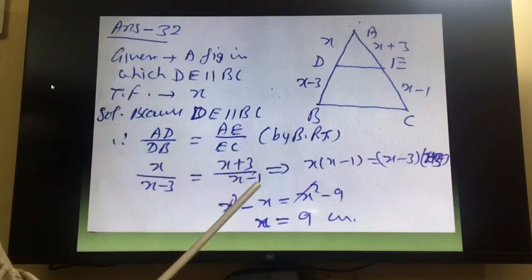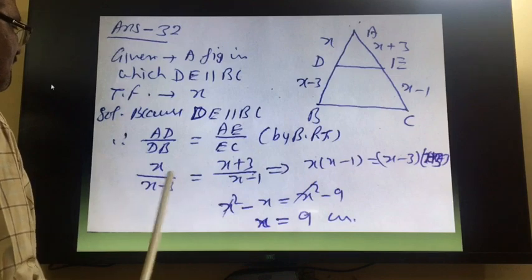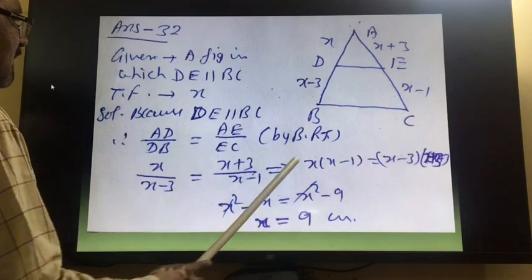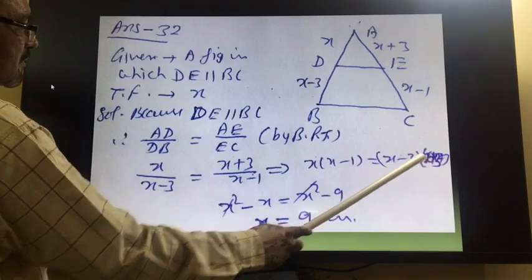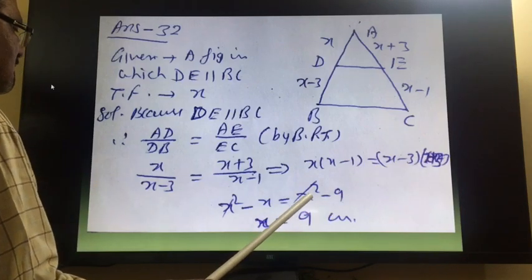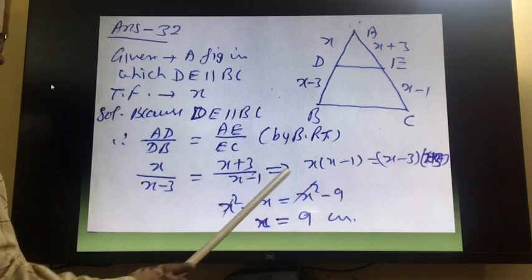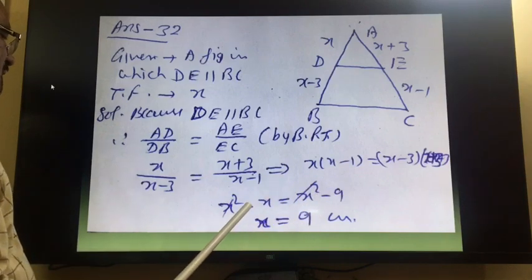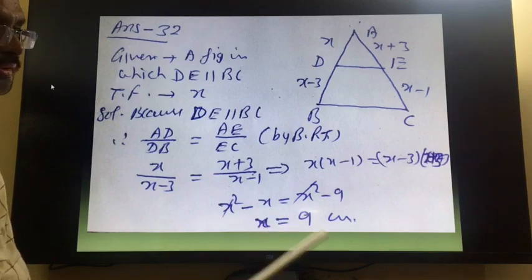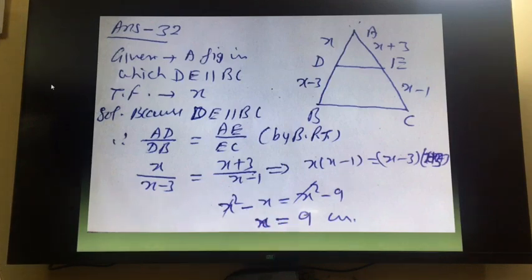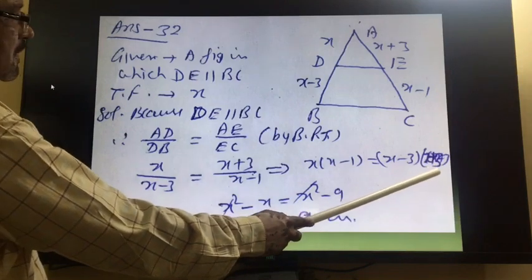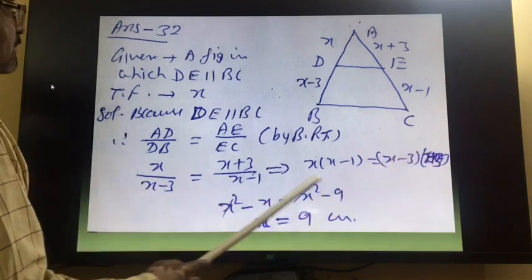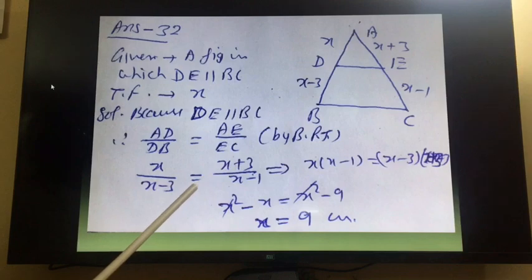So x into x minus 1 is equal to x minus 3 into x plus 3. So x into x minus 1 will be x square minus x, and here a plus b, a minus b will be x square minus 9. x square cancelled. x will be transferred to that side, so plus x. 9 will be transferred to this side, so it will be plus 9. So x is equal to 9. Right? So very easy, only this question is in terms of x. Cross multiply x minus 3 into x plus 3.